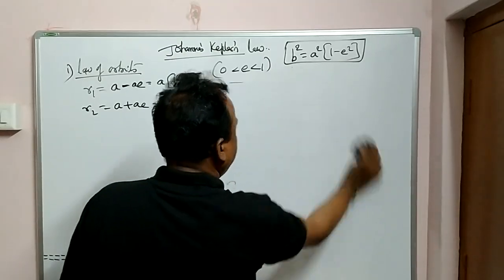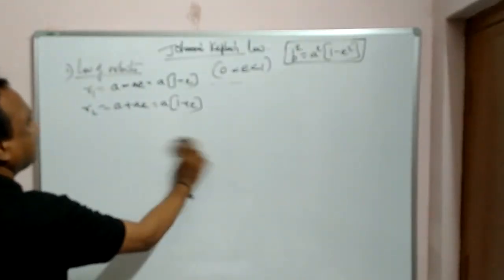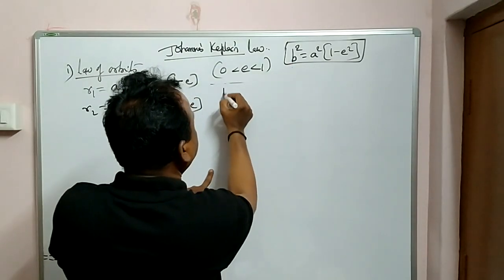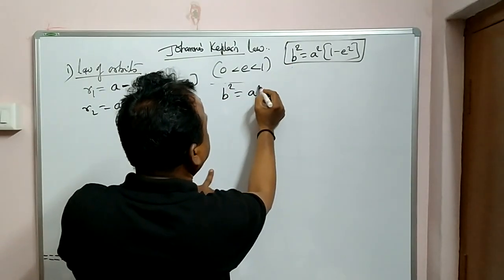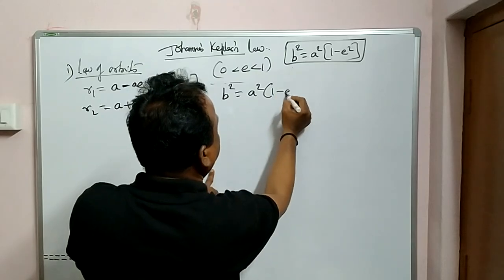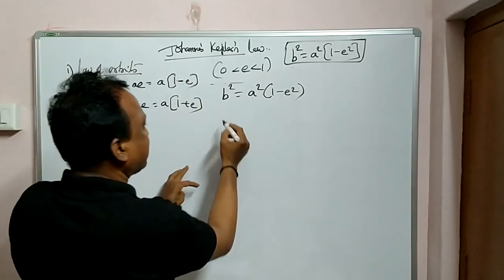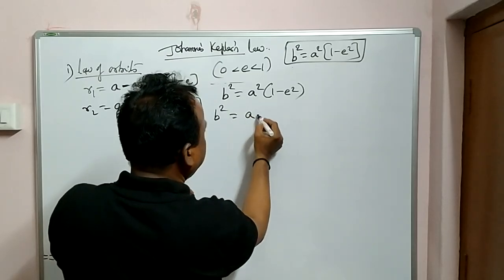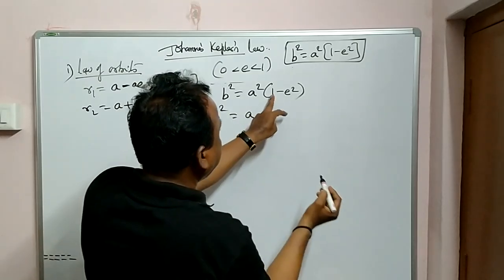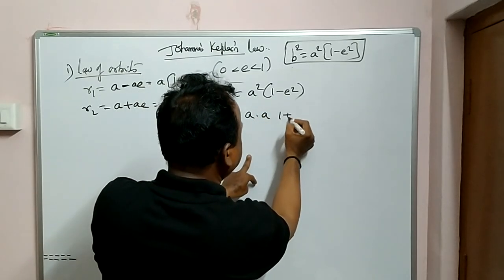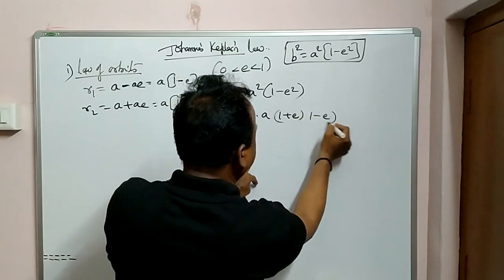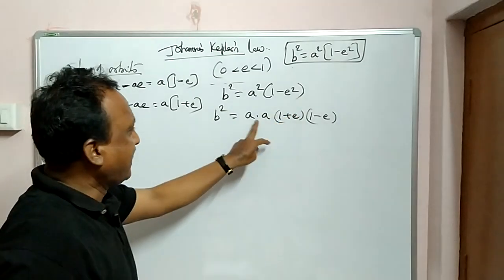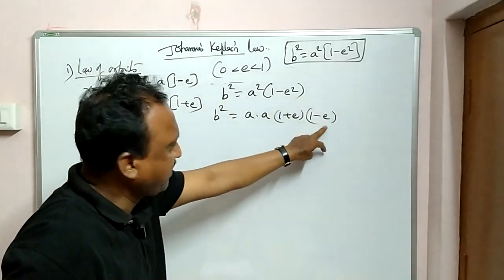Now let us go to the next one. In this also you can again manipulate. See, b square is equal to a square into 1 minus e square. I can manipulate this equation. Look how: b square is a square, which is a into a, and a square minus b square is a plus b into a minus b. I can write in this fashion: a square into 1 minus e square I can write as a into a, 1 plus e into 1 minus e.